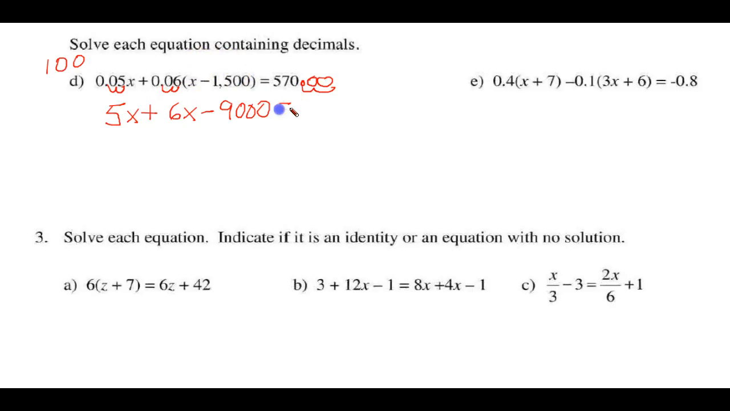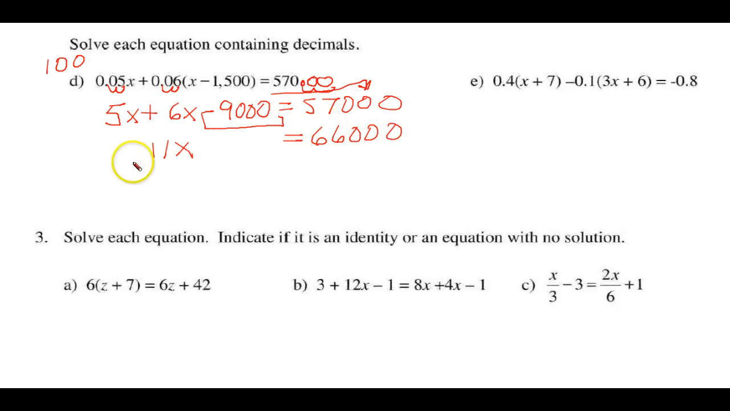And then that equals, and be careful of the zeros. So we add this together, and this becomes 11x. Transpose this to the other side, add it to it, and that becomes 66,000. And now we divide by 11.